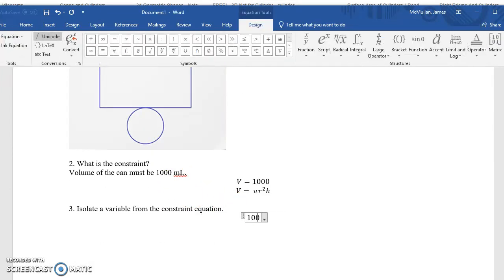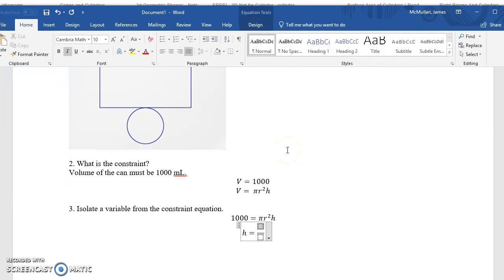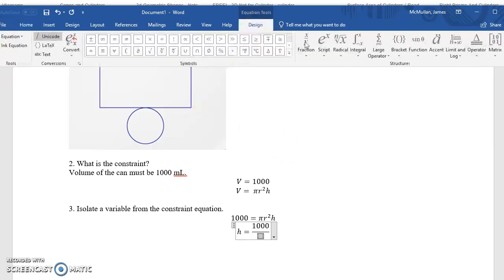So we come up with the idea that 1,000 is equal to pi r squared h, which means that h is equal to 1,000 divided by pi r squared.